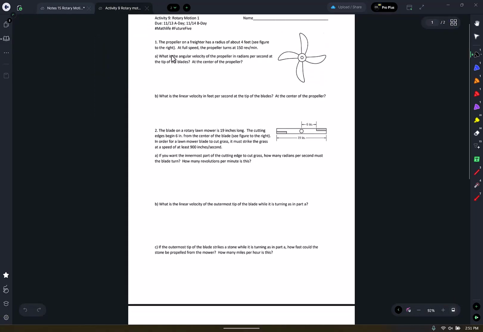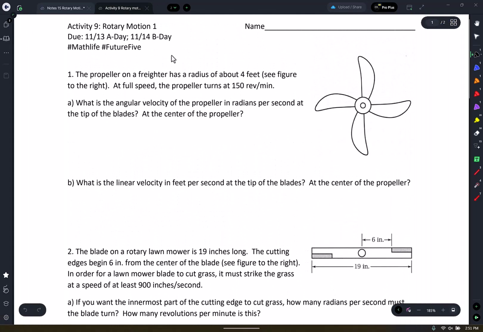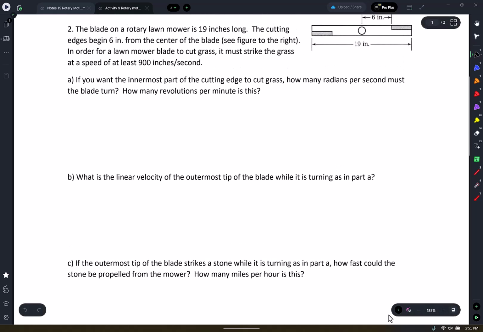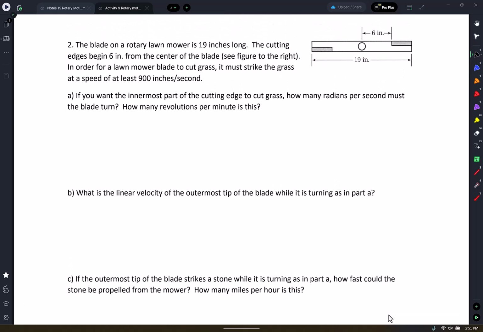Go to activity 9. Has anyone in here ever mowed the lawn before? Have you ever wondered how fast a rock is coming out of the lawnmower when the blade hits it? When you mowed the lawn, you never hit an object and saw the rock just fly? Yeah. All right, well, we're about to find out. We're all going to go to number 2.